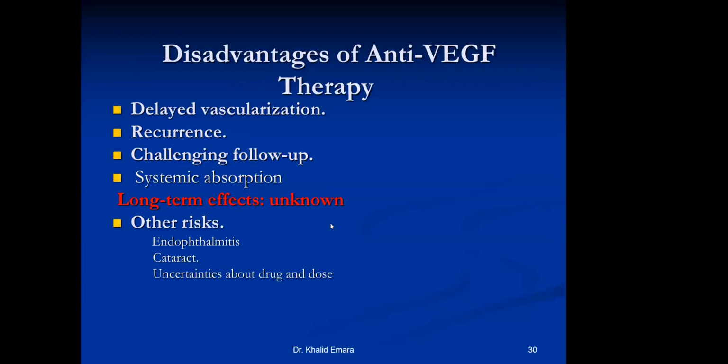However, the use of anti-VEGF is not without complication or without disadvantage. The first disadvantage is delayed vascularization. We all know that VEGF is very essential for normal development of retinal blood vessels, and also very essential for normal neural development of the retina. When we inject anti-VEGF in the vitreous to control ROP, this will also delay the migration of the vessel to the periphery.